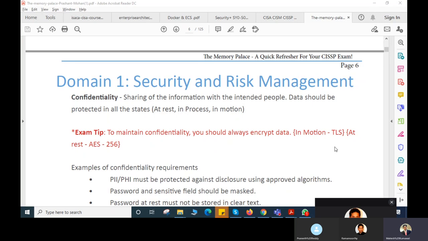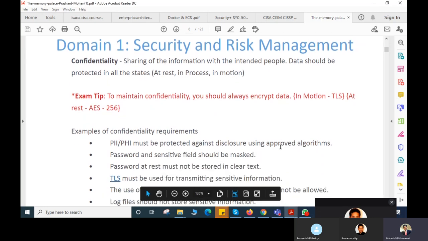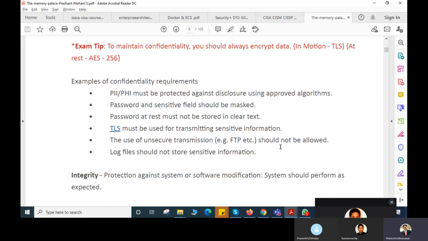You need to provide encryption, AES-256, on the data. And how are you going to secure your data? Examples of confidentiality requirements: PII, personal identifying information, and PHI, personal health information, must be protected against disclosure using approved algorithms. Passwords and sensitive fields should be masked. Passwords at rest must not be stored in clear text. TLS, Transport Layer Security, must be used for transmitting sensitive information. The use of unsecure transmissions, FTP, etc., should not be allowed. And log files should not store sensitive information.